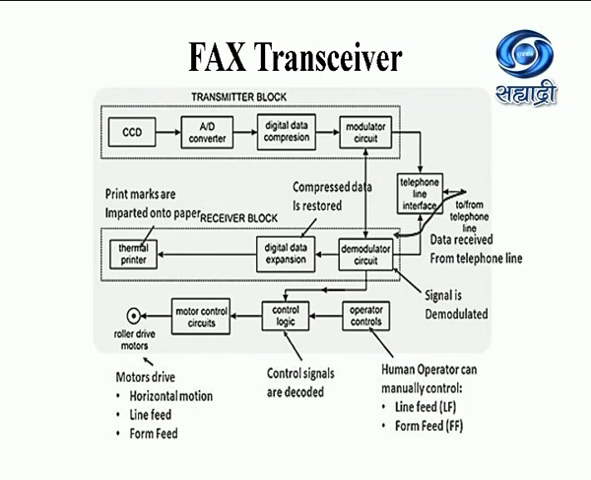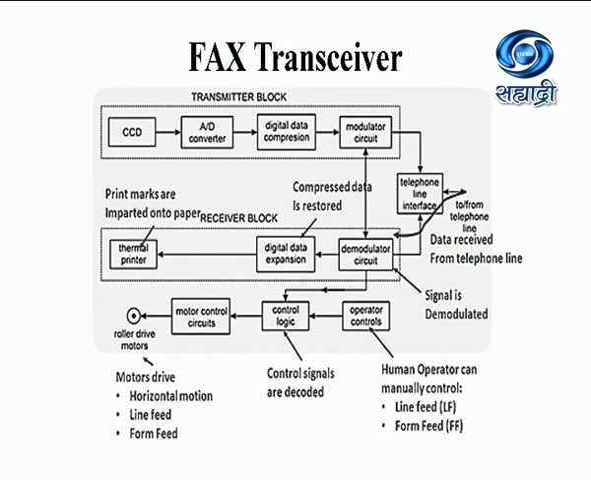Here two sections are there: the transmitter block, and the transmitter section is connected to the receiver block. Here again a CCD is used. The output of the CCD is connected to the ADC, that is the analog to digital converter. Then the output of the ADC is connected to the digital data compression, which is connected to the modulator circuit. Then the modulated signal is connected to the telephone line.